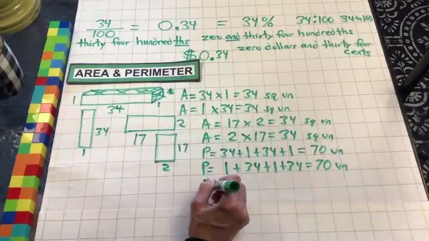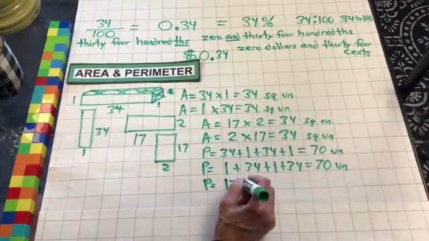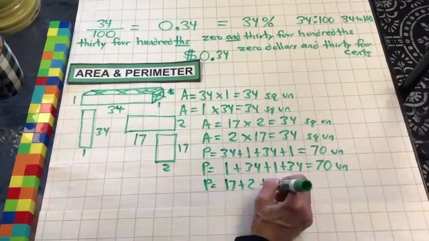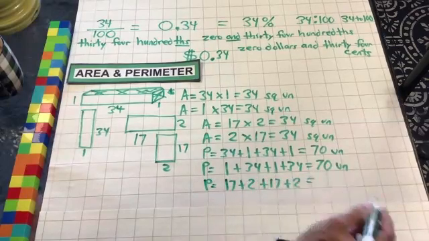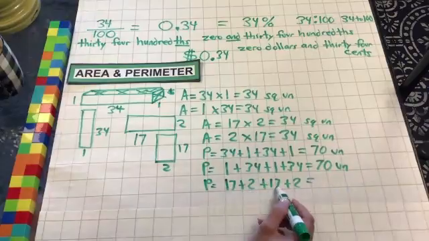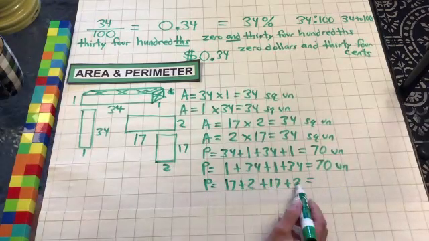And then our other perimeter was 17 plus 2 plus 17 plus 2 equals. And so we have 2 17s we know is 34, 36, 38.